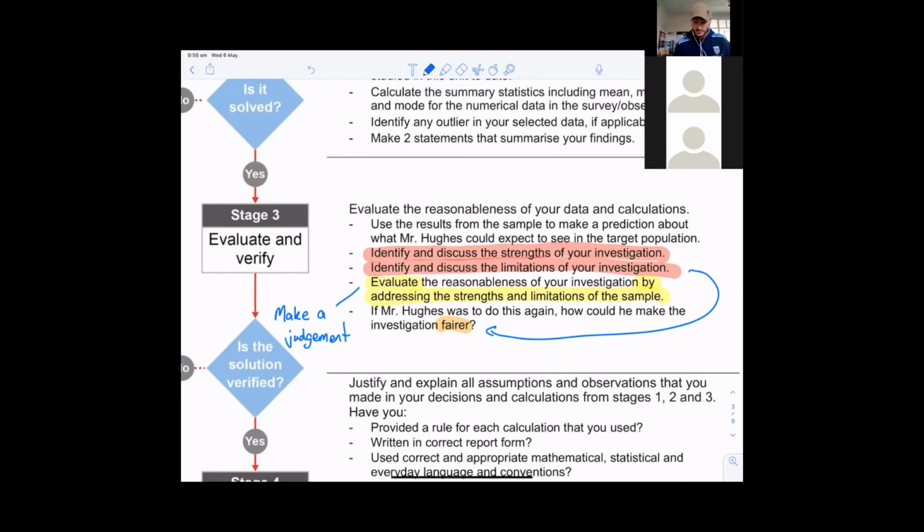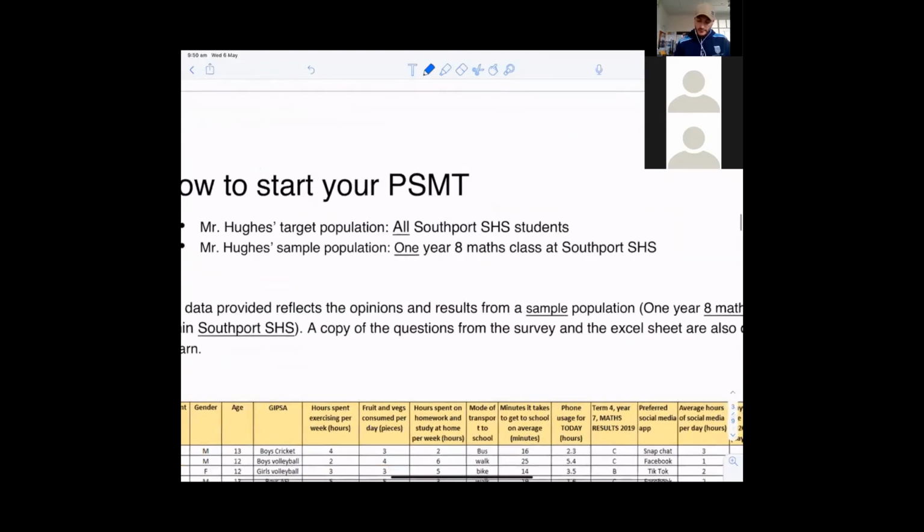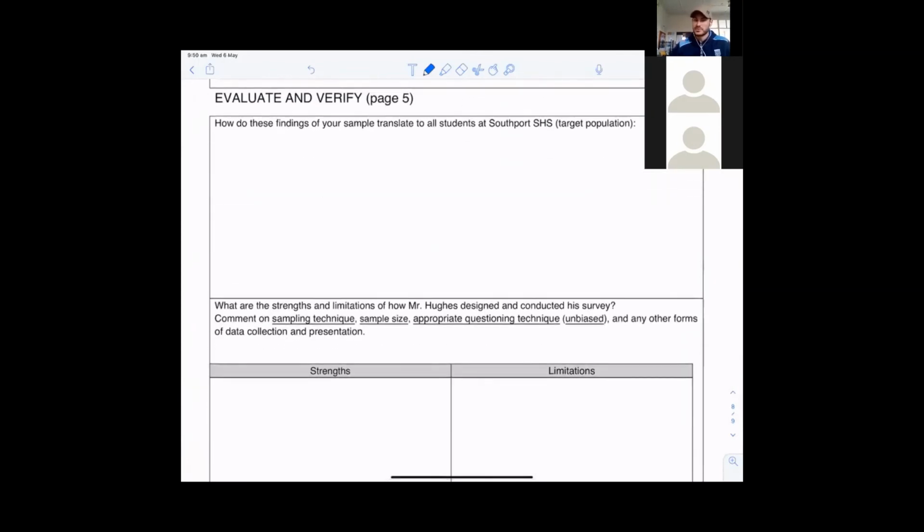So now that we've understood the problem, hopefully, I'm going to go down to the scaffold, which you also have, by the way, and look for the evaluate and verify section here. And you'll notice that you've got some headings, and you just need to fill in the gaps with your new understanding of what you need to do. So this first heading says, how do these findings of your sample translate to all students at Southport State High School? Meaning, based on the sample you have, what can we predict about the target population?